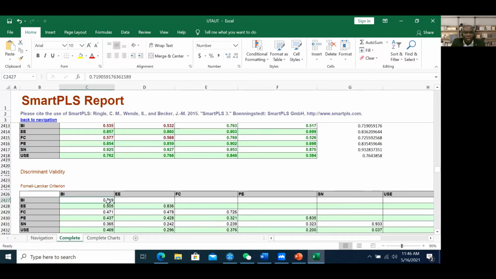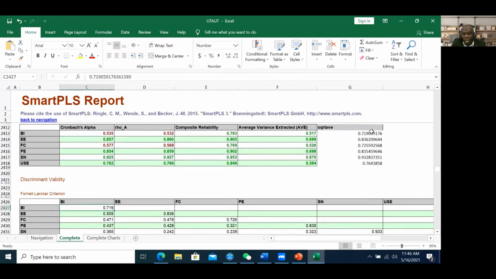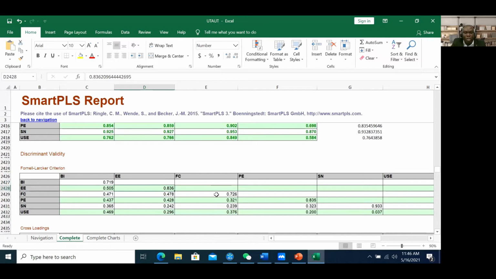0.719 and this 0.719. So the same results I just computed over here are what is represented in the table. Now, for the Fornell and Larcker criteria, when you take BI, it has to be greater than its interaction with other constructs. So 0.719 should be greater than what is over here and over here. It moves in a diagonal form, from top coming down.